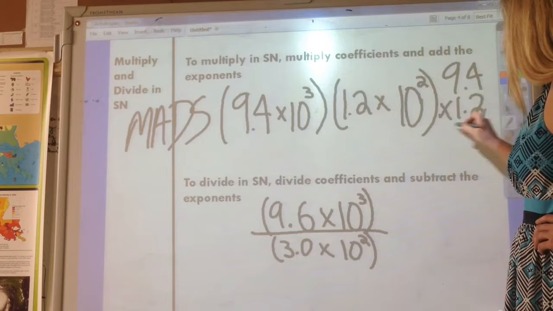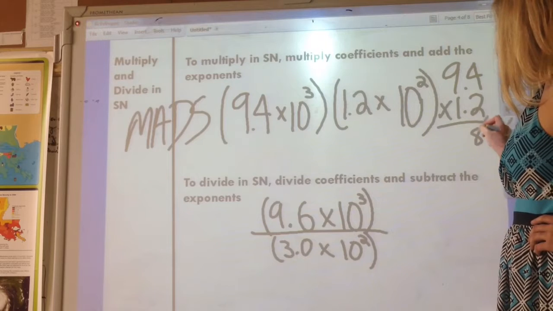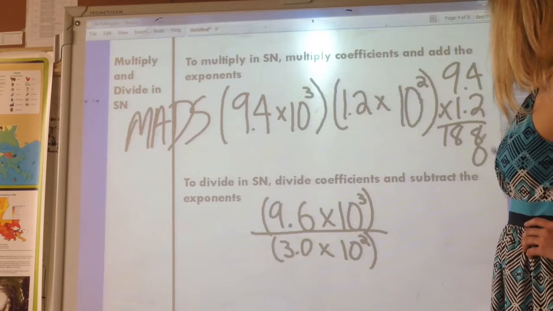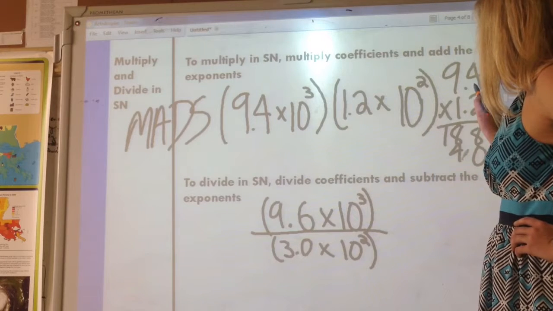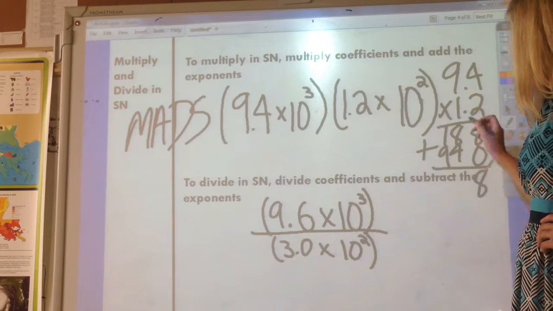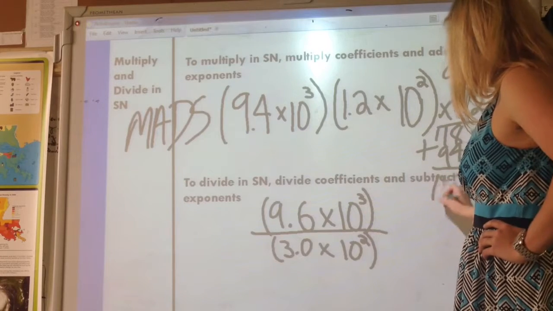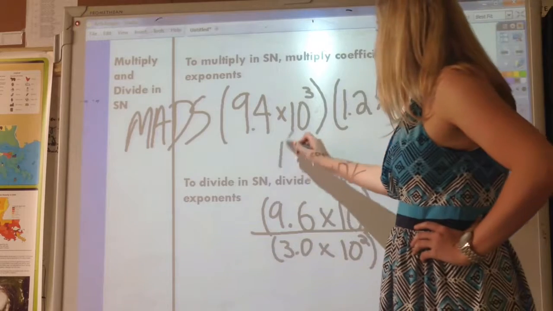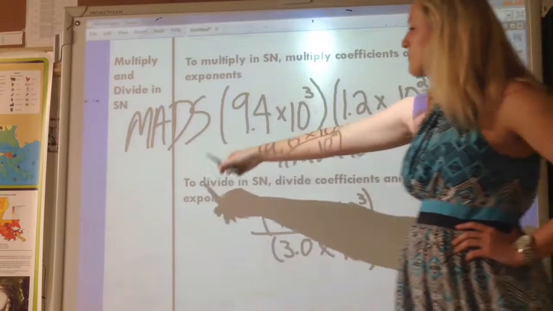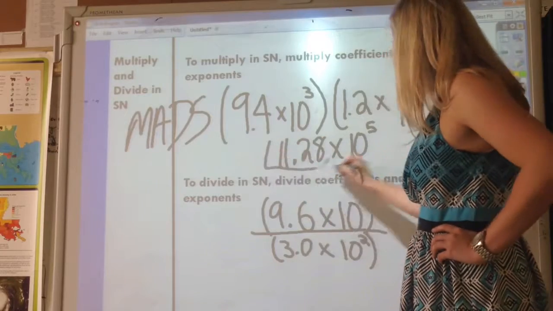9.4 times 1.2. And you'll remember from math intervention, I ignore my decimal. 4 times 2 is 8. 2 times 9 is 18. 0 placeholder. 1 times 4 is 4. And 9 times 1 is 9. 0 plus 8 is 8. 8 plus 4 is 12. Carry my 1. 9 plus 1 is 10 plus 1 is 11. So I'm coming out with 11.28 times 10 to the, and then I remember my MADS rule, and I know I have to add my exponents. So I have 11.28 times 10 to the fifth.